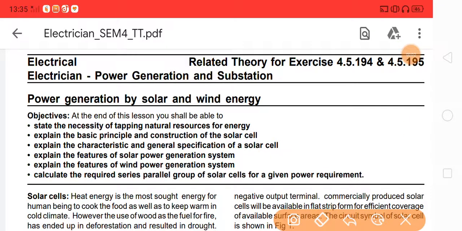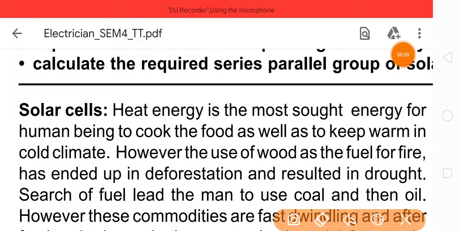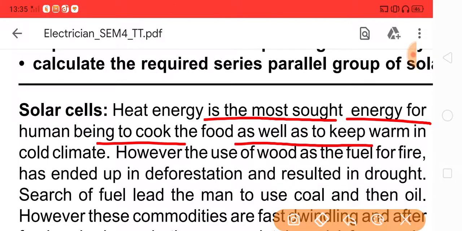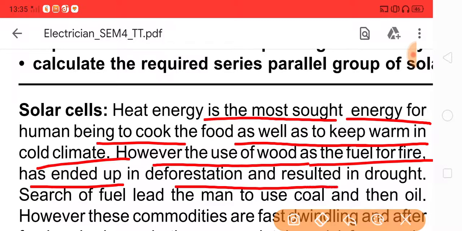Power generation by solar and wind energy. Solar heat energy is the most sought energy for human beings to cook food as well as to keep warm in cold climates. However, the use of wood as the fuel for fire has ended up in deforestation and resulted in drought.